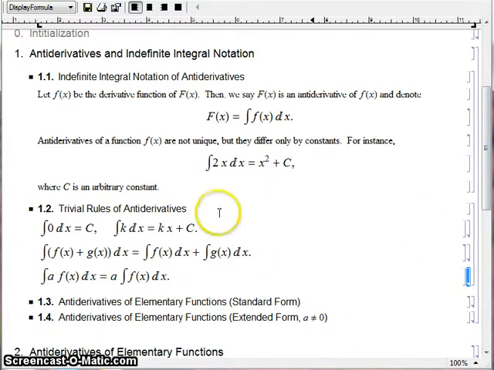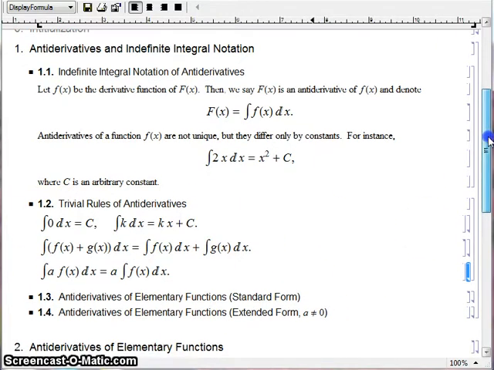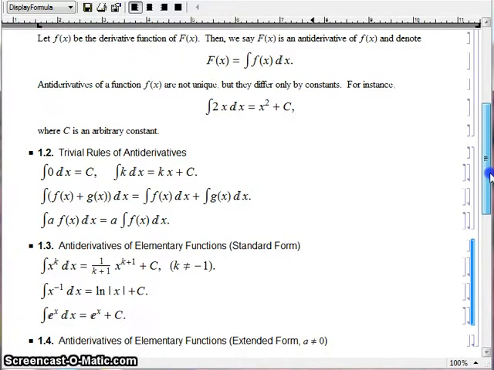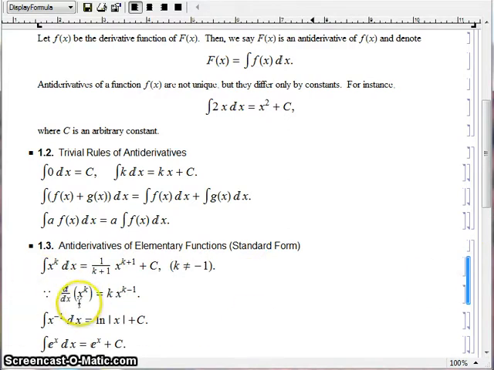These trivial rules are easy and we can get used to them very quickly. Important rules begin from now on. I'm going to introduce 3 elementary functions: the power functions, the reciprocal function, and the exponential function. The antiderivative of power functions becomes like this.